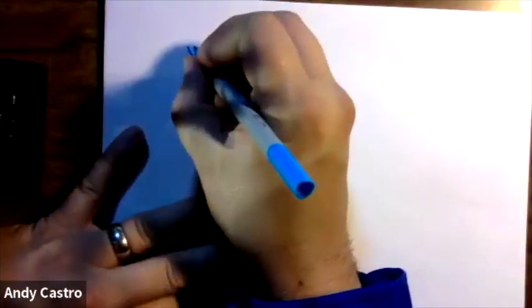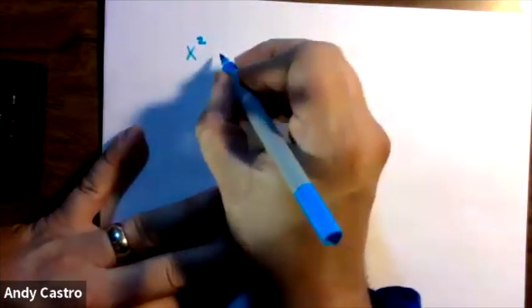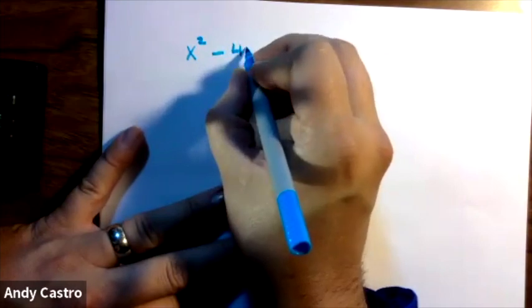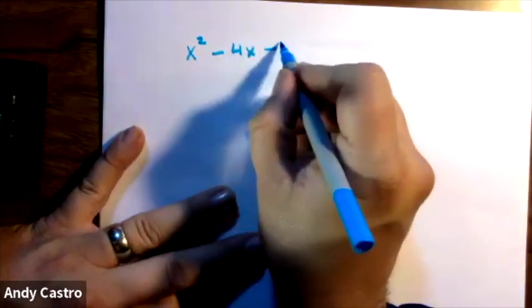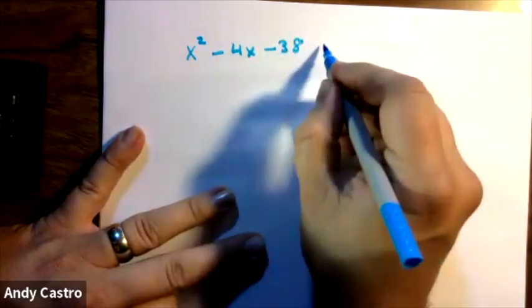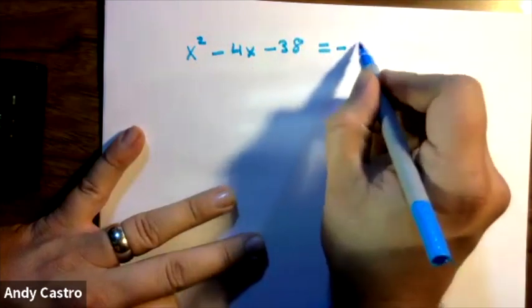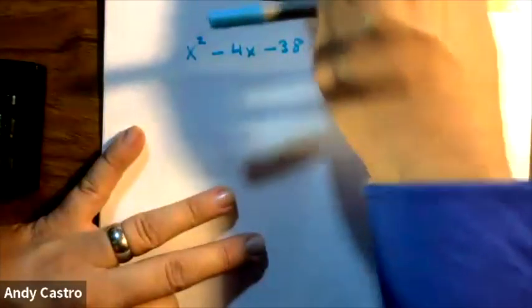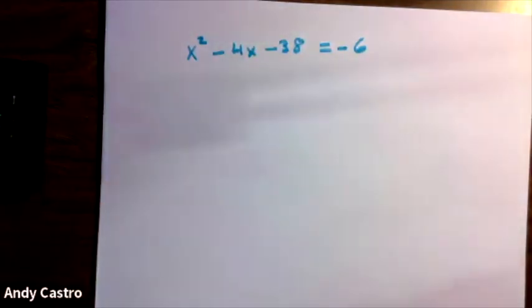Now we're going to look at solving equations using completing the square. So we have x squared minus 4x minus 38 is equal to negative 6. All right. And the directions on your homework will say solve by completing the square.